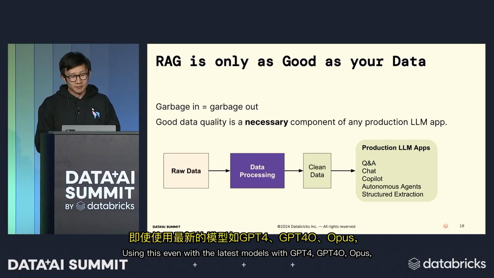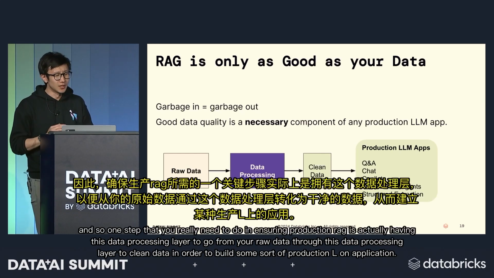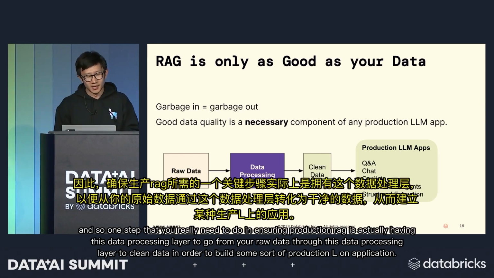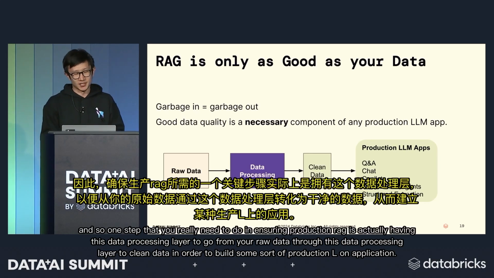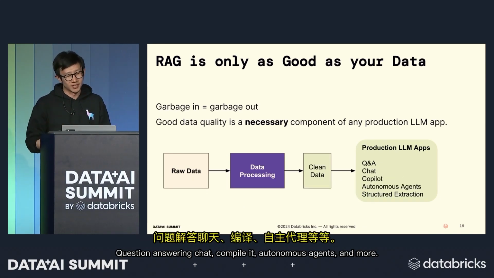And we've seen this even with the latest models, with GPT-4, GPT-4o, Opus. So one step that you really need to do in ensuring production RAG is actually having this data processing layer to go from your raw data through this data processing layer to clean data in order to build some sort of production LLM application, right? Question answering, chat, copilot, autonomous agents, and more.